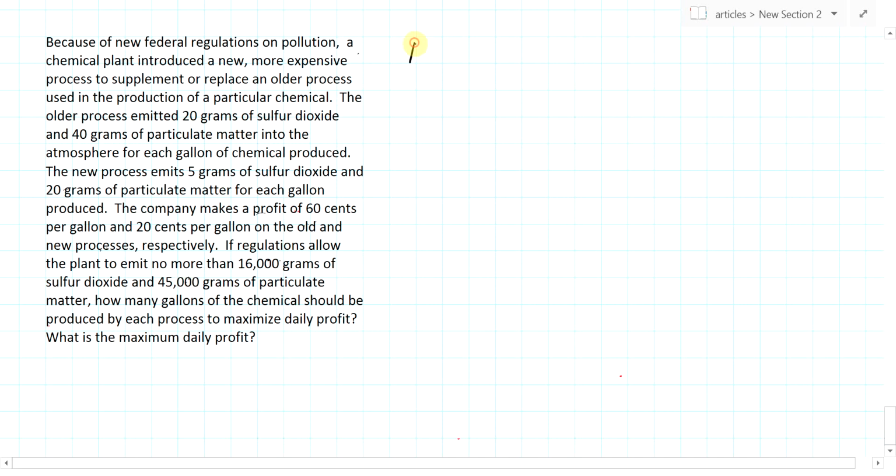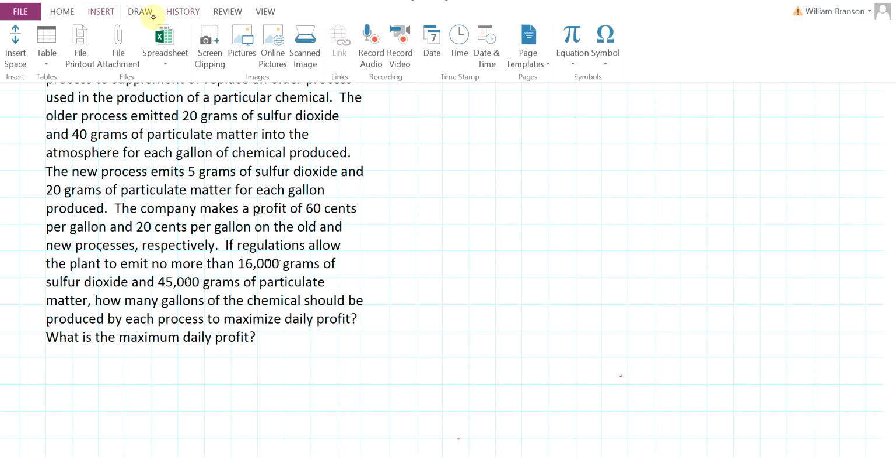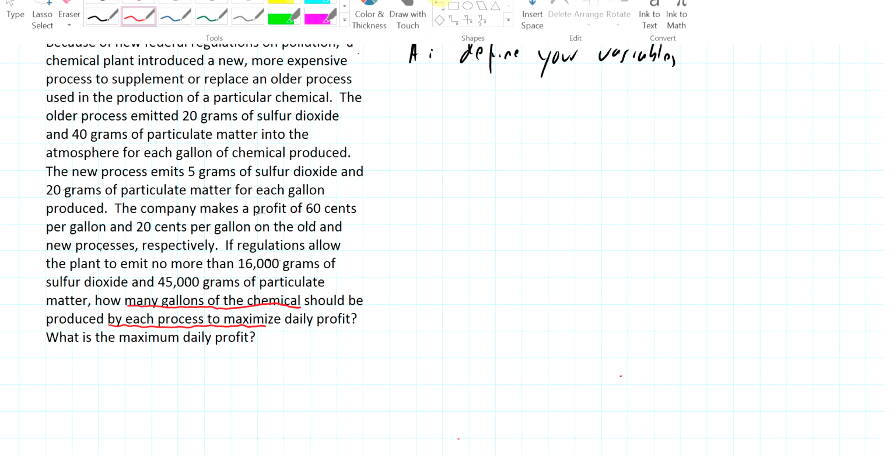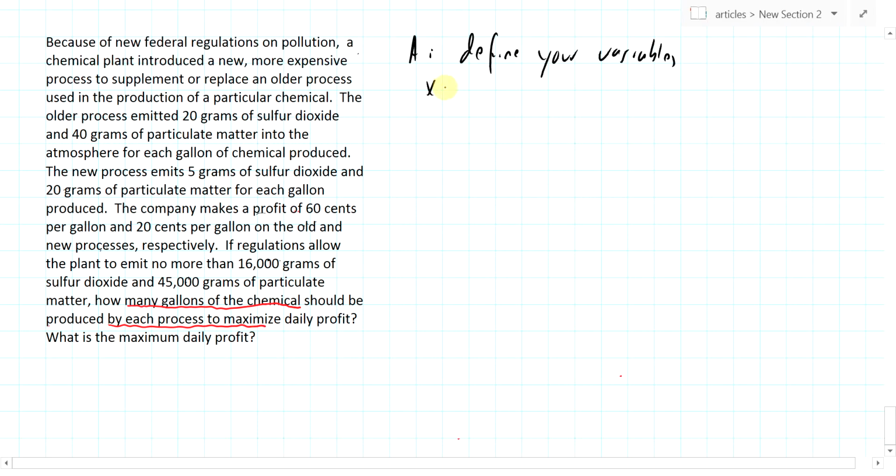So, solving the word problem. Part A. Define your variables. How many gallons of the chemical should be produced by each process? Right? That's what we're looking for. So X gallons produced by old process, Y gallons produced by new process.